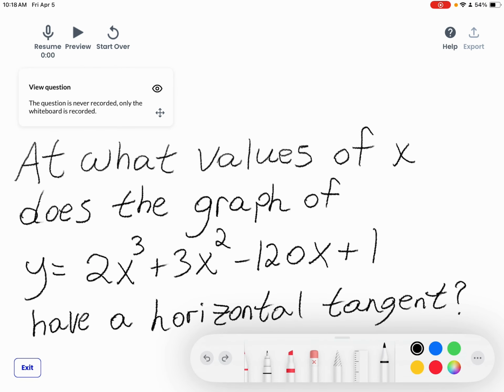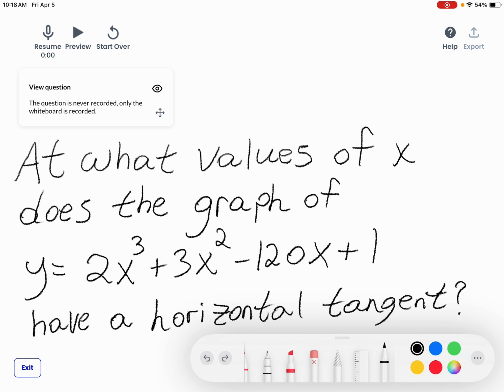Hello, so here we are asked, at what values of x does the graph of this function y is equal to 2x cubed plus 3x squared minus 120x plus 1 have a horizontal tangent? Well, the tangent line to a graph is given by the derivative of our function. And if the tangent line is horizontal, that means that the slope of the tangent is 0.